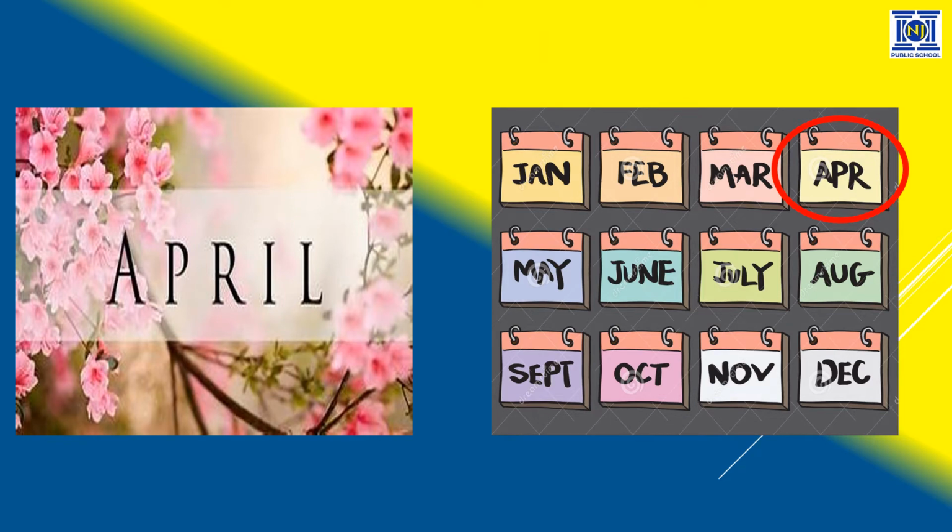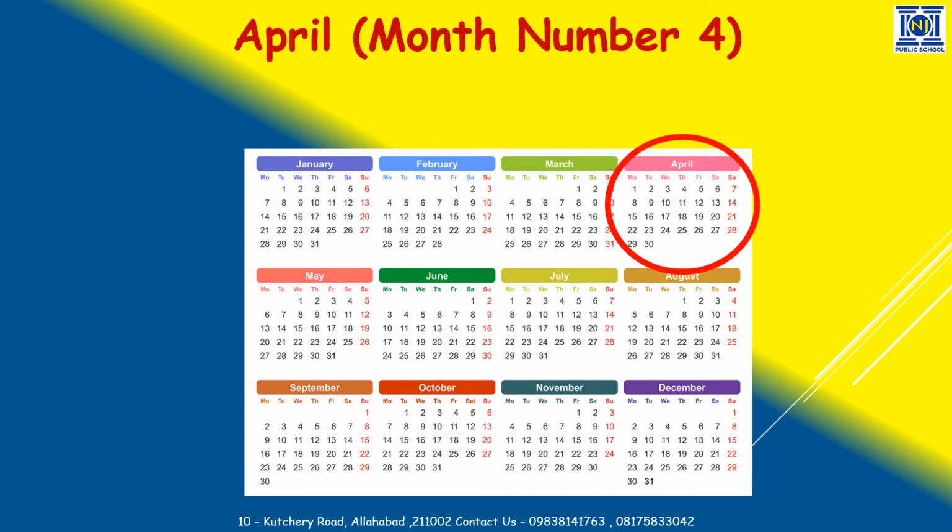Next month is April. Children, the month of April is represented by the number 4. Can you see over here the date? It is 5/4/2020. So, how will we read this date? We will call it 5th April 2020.